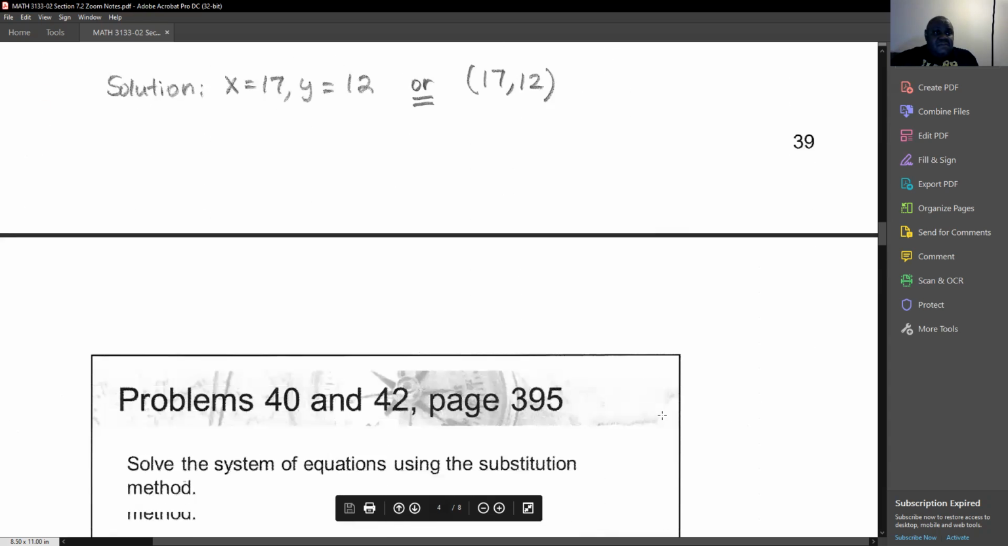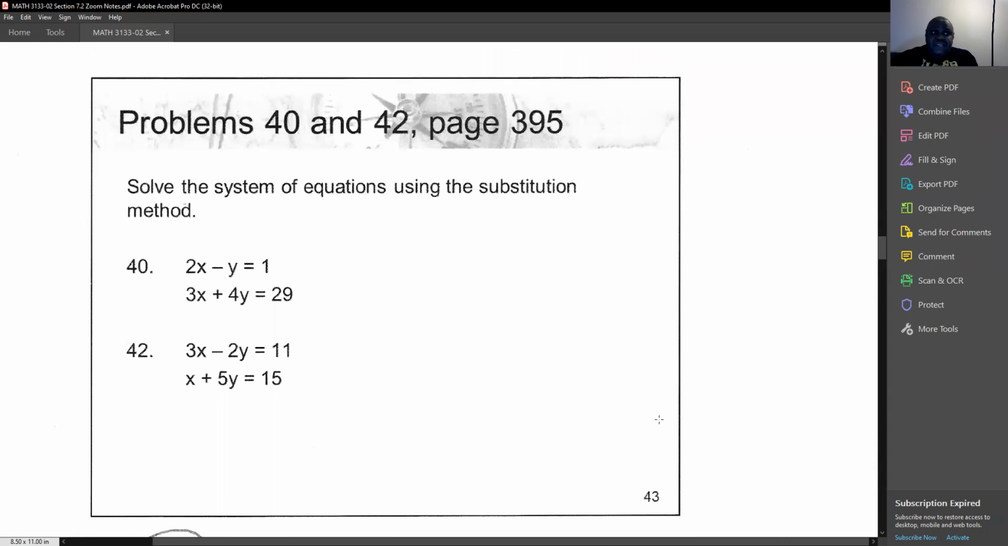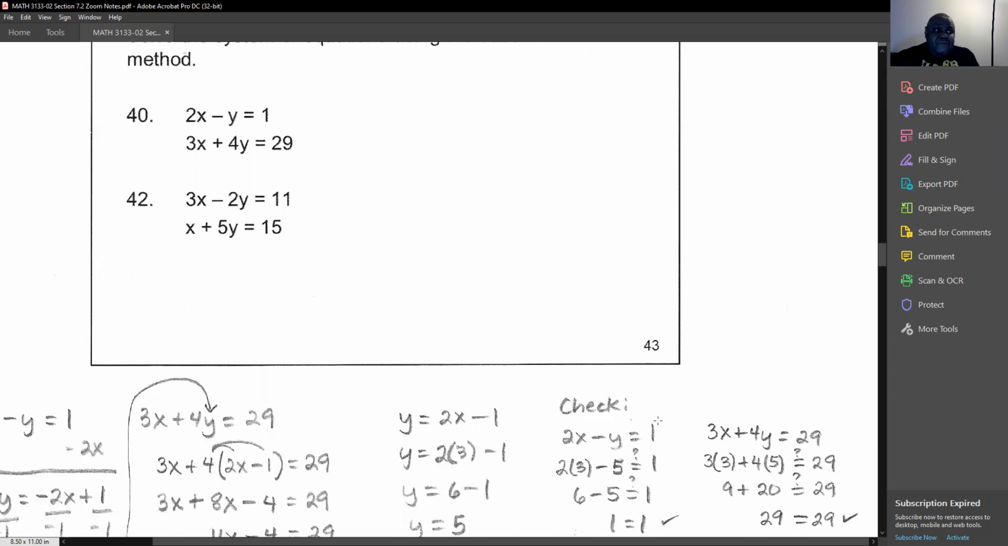Okay. Here's a couple of problems that are in your textbook on page 395, problems 40 and 42. Here we're going to solve the system of equations using the substitution method. So in problem number 40, we've got 2x minus y is equal to 1, and 3x plus 4y is equal to 29. And then number 42 would be 3x minus 2y is equal to 11, and x plus 5y is equal to 15. Okay, so now let's start with number 40.